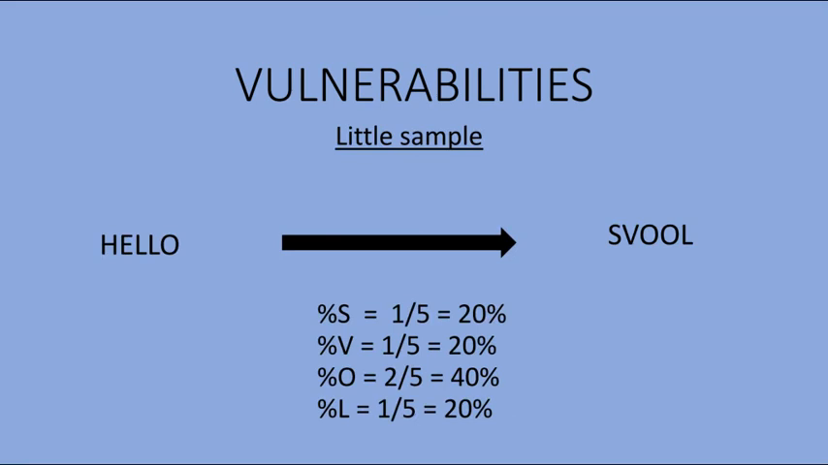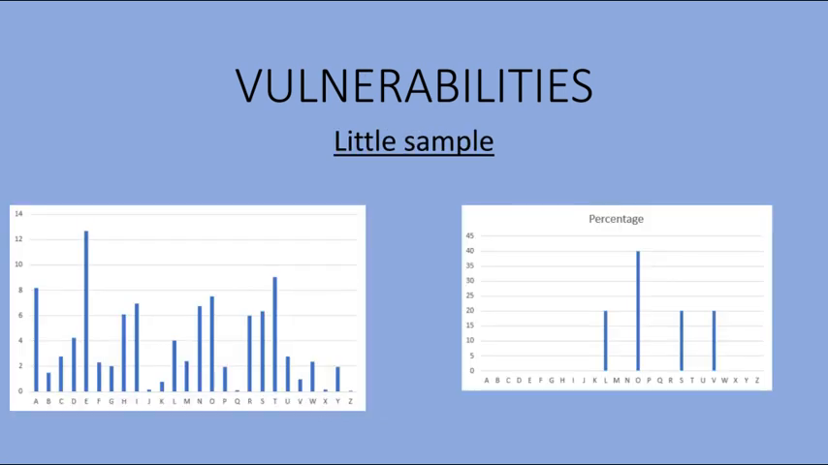For example, before, if we intercepted only the message svol, we would have the S, which appears 20% of the time, the V 20% of the time, the O 40% of the time, the L 20% of the time. And as we can see from these two graphs here, we would not be able to understand that it's English because the percentages are totally distorted. And therefore we would not be able to understand the original message.